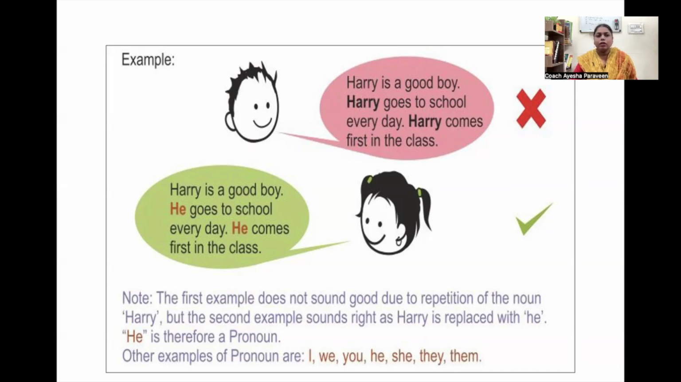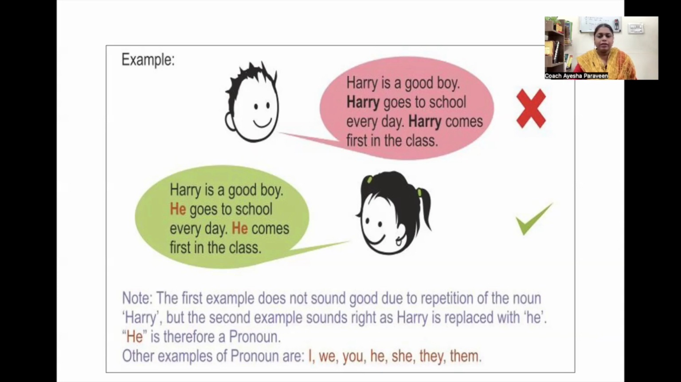So now here we are repeating the noun, that is Harry. In each sentence we are repeating it and it does not give us a good feeling. We are not feeling very good to hear: Harry is a good boy. Harry goes to school every day. Harry comes first in the class. Harry lives in a small village. So Harry, we are repeating, and it is somewhat irritating to our ears.